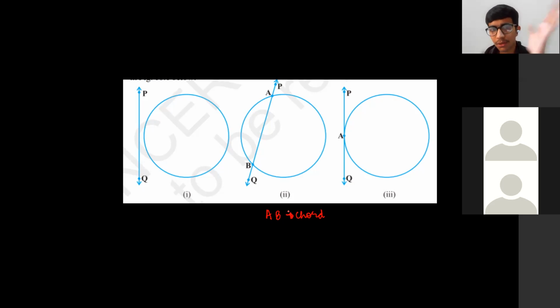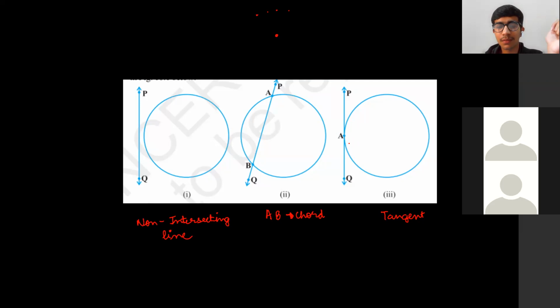Since this line is not intersecting the circle, we say that this is a non-intersecting line to the circle. Okay. What about the third figure? A tangent. Perfect. So basically a tangent is a very special line which touches the circle at only one point. You all know that a circle is a locus of points which are at a fixed distance from a fixed point called the center of the circle, right? So it's a special line which touches the circle at only one point.